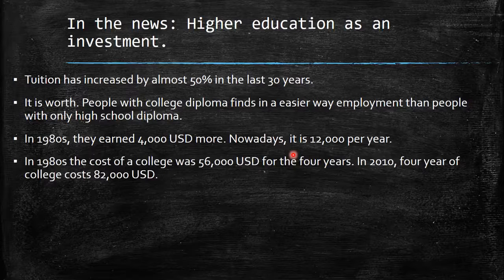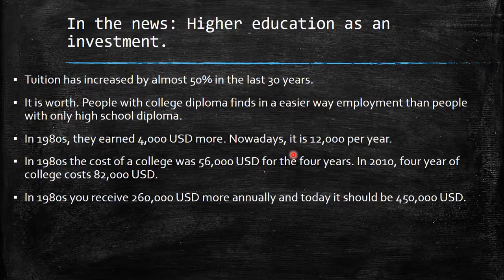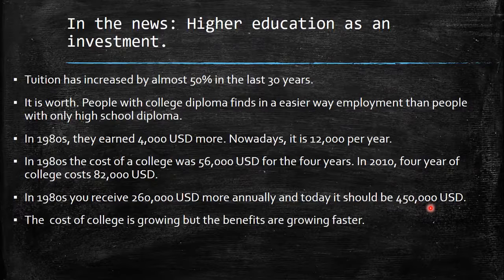In the 1980s, the cost of college for 4 years was $56,000. In 2010, 4 years of college costs $82,000. Then, in the 1980s, you received $260,000 more over a lifetime, and today it should be $450,000. So you see how the cost of college is growing. That's true, but the benefits are growing faster.